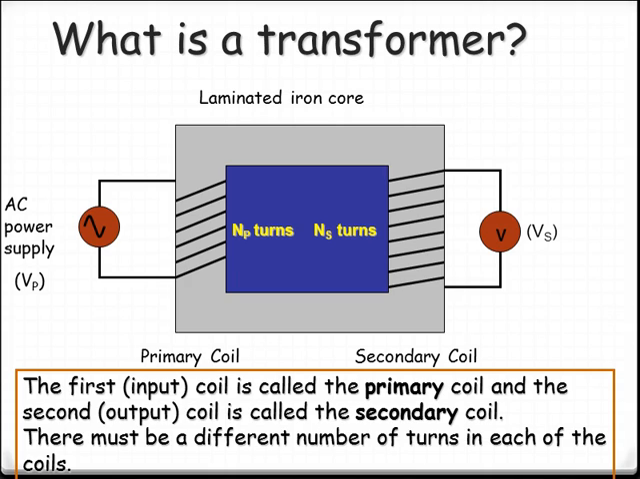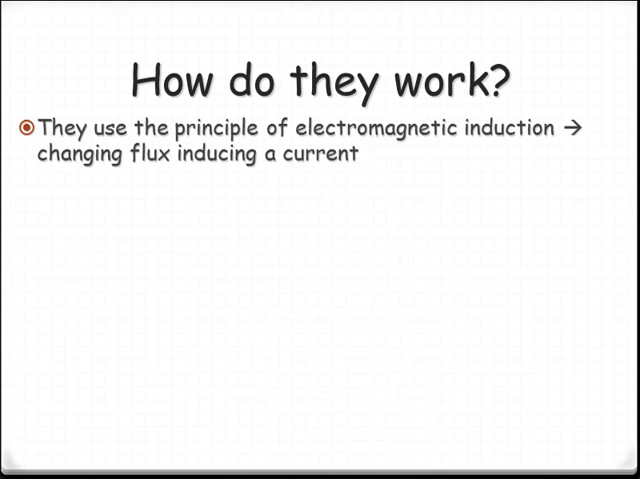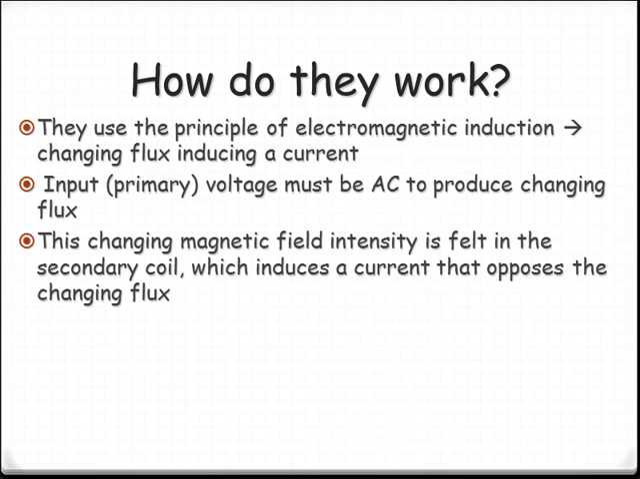So how do they work? Let's have a bit more of an in-depth look at it. So you've got electromagnetic induction, changing flux. This is why it's important that it is AC, because the flux will be continually reversing its direction and therefore continually producing an AC output. The changing magnetic field intensity as it goes through the second coil.